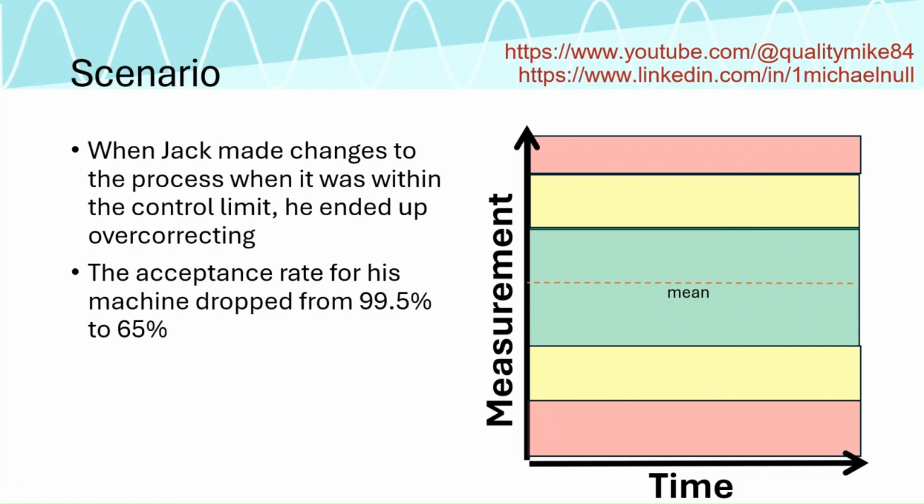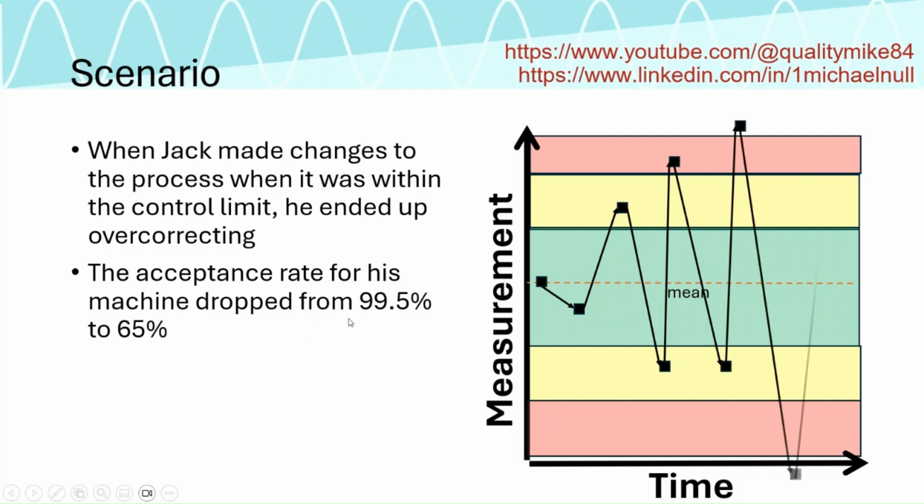So when Jack made changes to the process when it was within the control limit, he ended up overcorrecting. And the acceptance rate for his machine dropped from 99.5% to 65%. And you can see this wild variation.